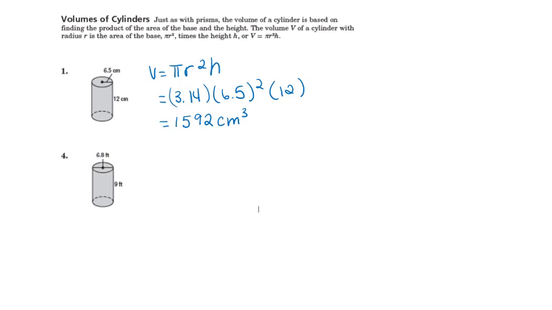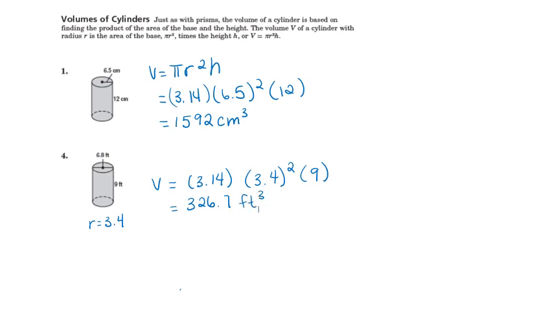the radius is going to be half of that diameter, so 3.4. Okay, so it's half of the diameter. So our volume is going to equal 3.14 times the radius, 3.4 squared, times the height, 9, which is 326.7, and this is feet cubed. So just like a prism, it's still the area of the base times the height, but the area of the base is the area of the circle, which is pi r squared.